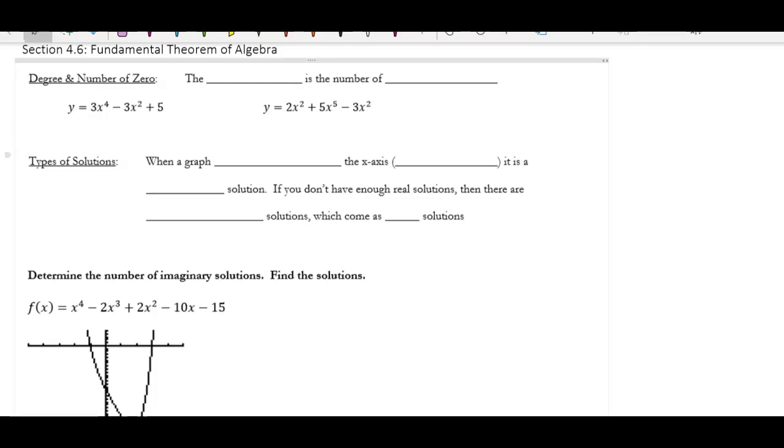Okay, so what we're working with today is section 4.6. It's called the Fundamental Theorem of Algebra. I don't really teach the theorem as much as just understanding the processes that are in this section.